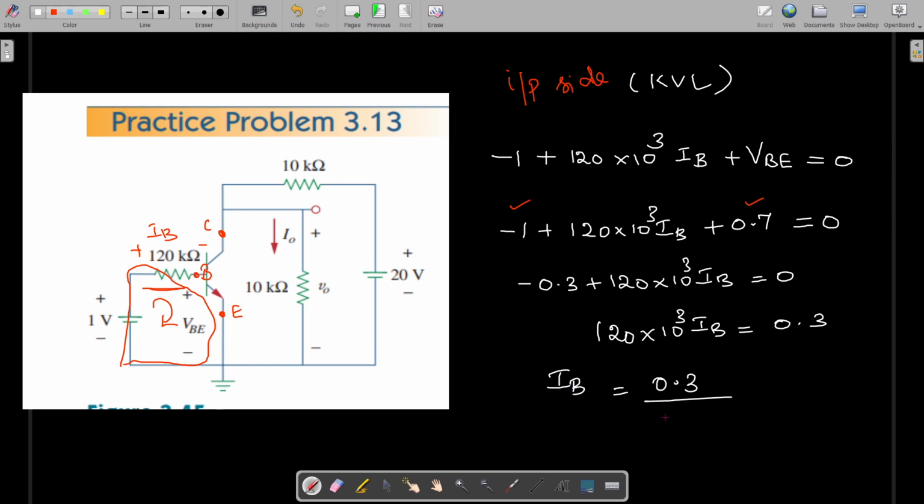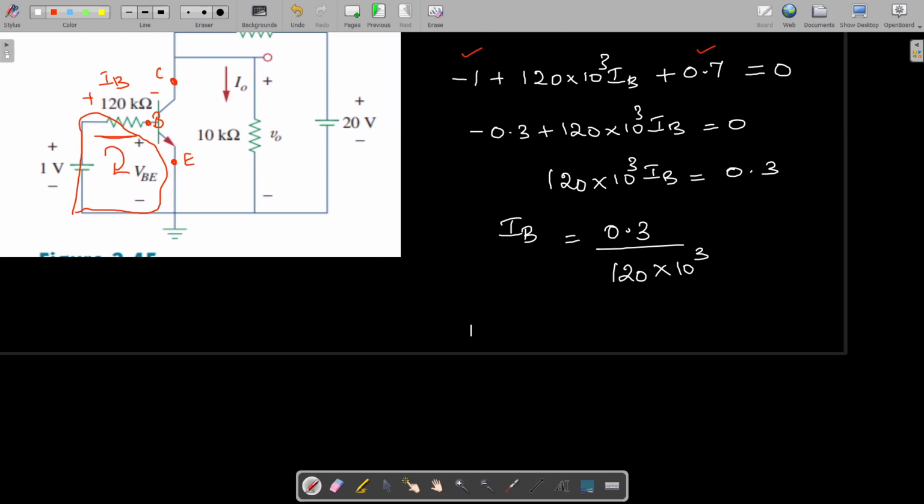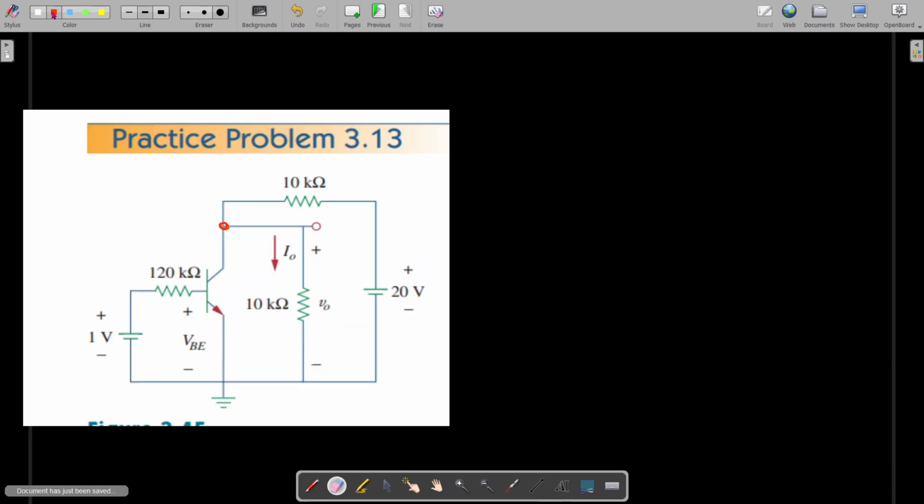Then IB is equal to 0.3 divided by 120 into 10 power 3. So this IB is equal to 0.0025 into 10 power minus 3, that is 2.5 microamps. At the output side, we are going to apply KCL at this particular node. The total current I is equal to I0 current plus IC current.